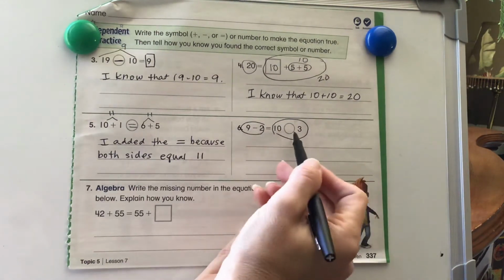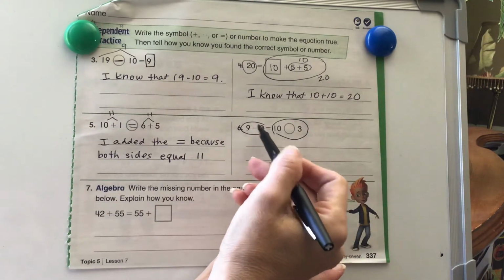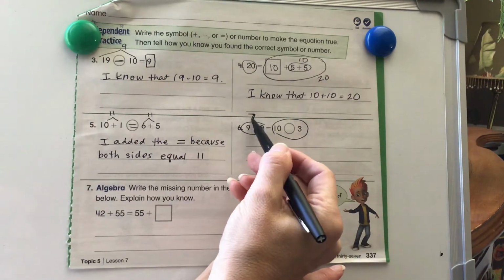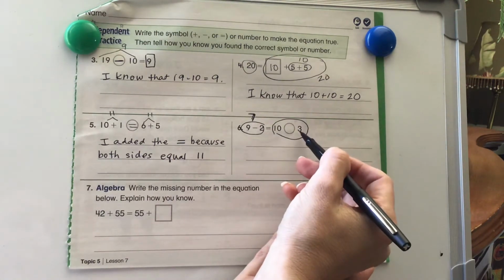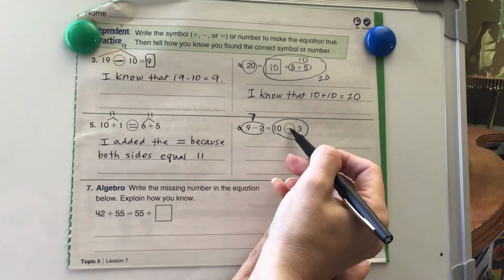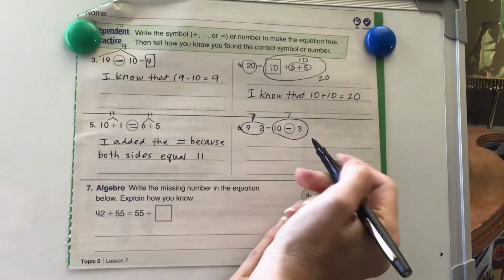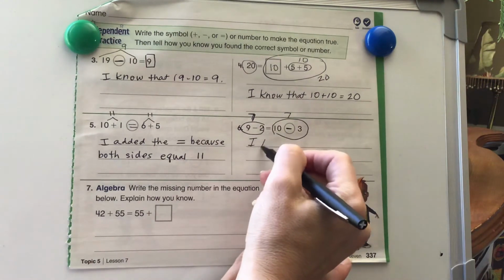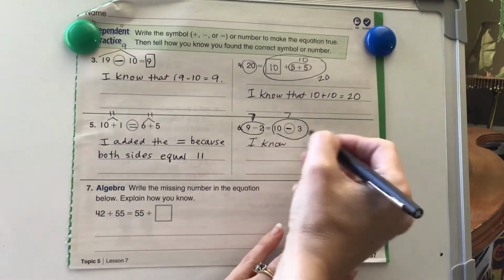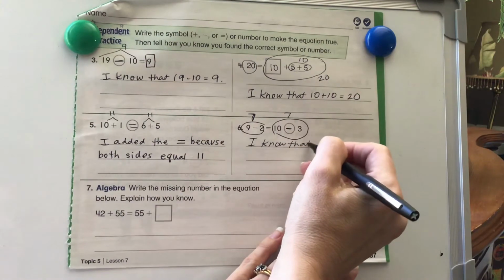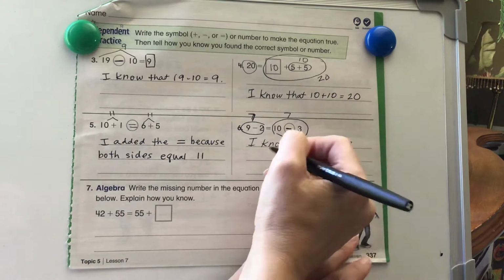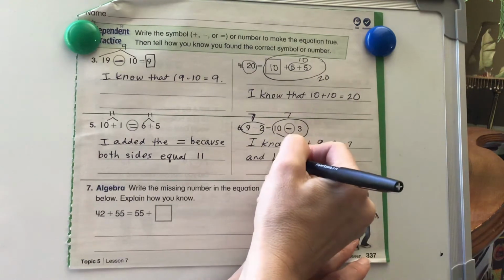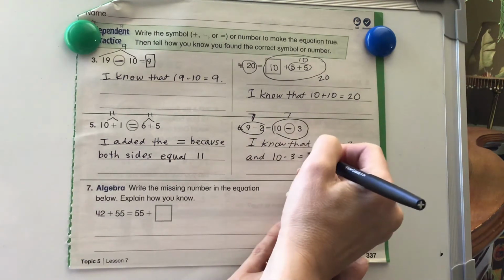So let's do this one first because this one was mystery. 9 minus 2. I know that 9 minus 2 is 7. So this also has to equal 7. 10 plus 3, does 10 plus 3 equal 7? No, 10 plus 3 equals 13. So 10 minus 3, I know equals 7. I can just say, I know that, sorry, it's hard for me to write like this. 9 minus 2 equals 7. And 10 minus 3 equals 7.